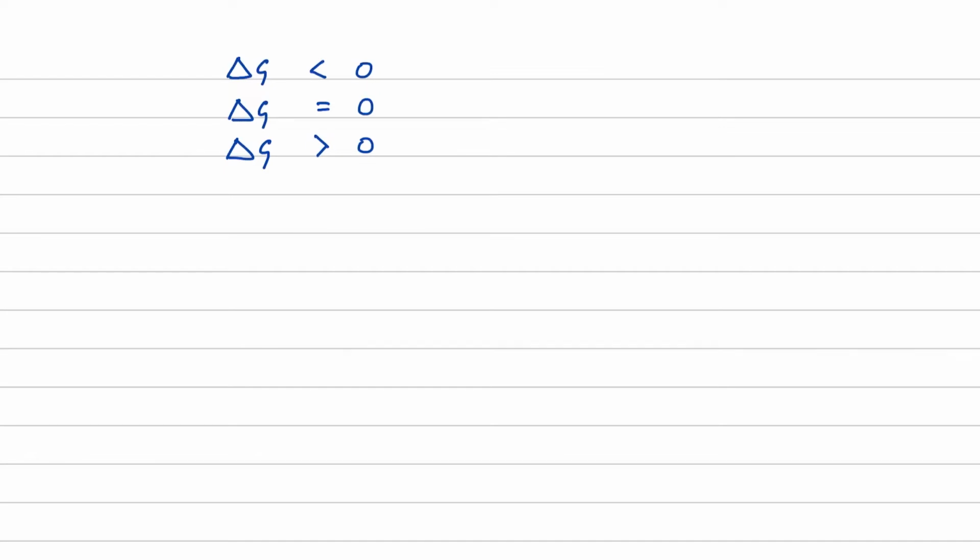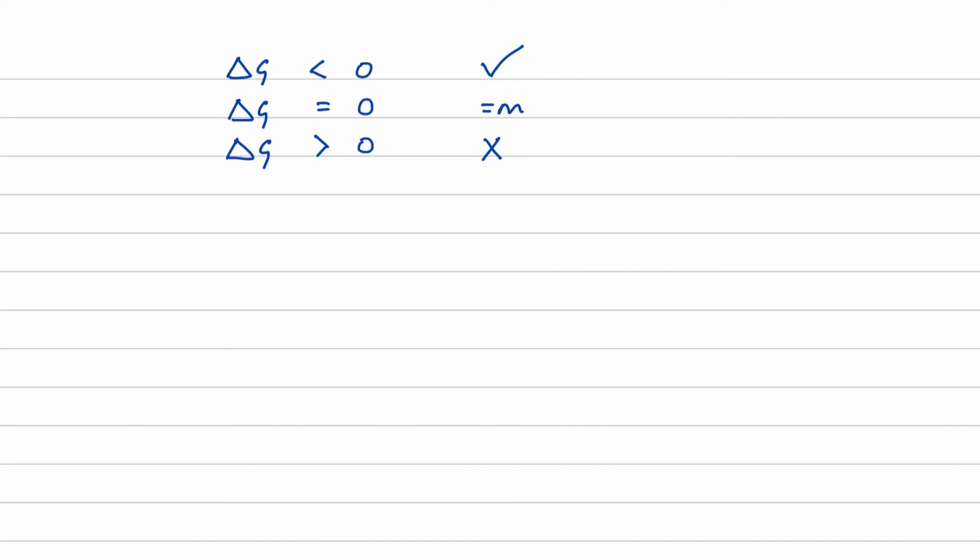So in summary, if our change in Gibbs free energy is negative, less than 0, we have a spontaneous or feasible reaction. If it equals 0, then that tells me that my reaction process is at equilibrium. So freezing point, melting point, equilibrium point for a reversible reaction, for example. And if it's positive, or greater than 0, then my reaction is not feasible.